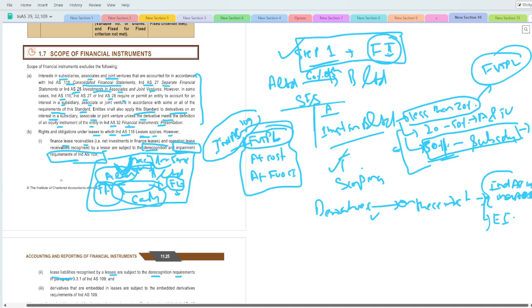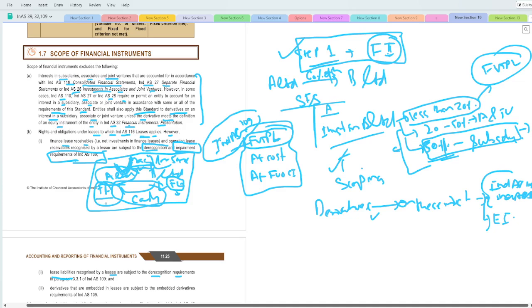So I am just trying to tell you that first it is a financial instrument. From the lessor's point of view, it will be a financial asset, because he is receiving the finance cash, which means it is a financial asset. But now you are doing the second step, that is scoping out. You are saying that for this financial asset you have a particular accounting standard. So for the accounting of this financial asset, you need to refer to Ind AS 116, correct?